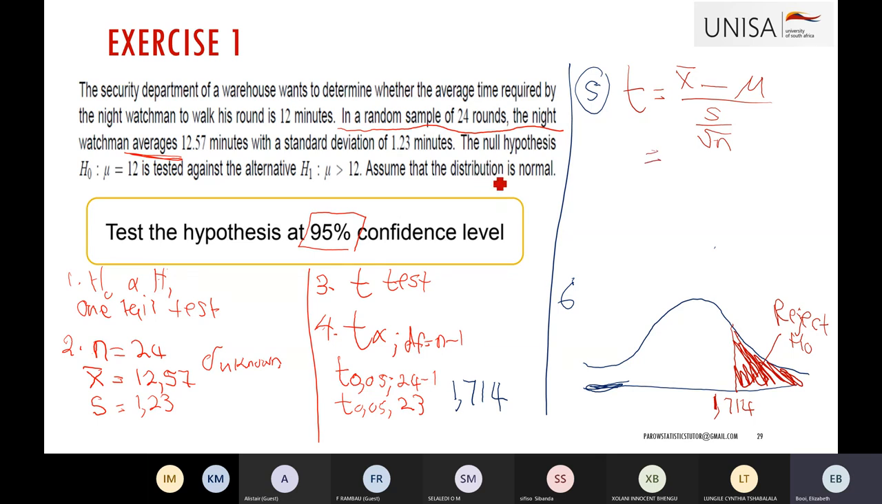So our mean is 12.57 minus our population mean, which is always the one stated in the null hypothesis, which is 12, divided by our standard deviation 1.23 divided by the square root of our n, which is 24. Calculate and give me the answer. I get 2.2702. You get 2.2702. We can leave it at two decimals or one decimal. It doesn't matter at this point.